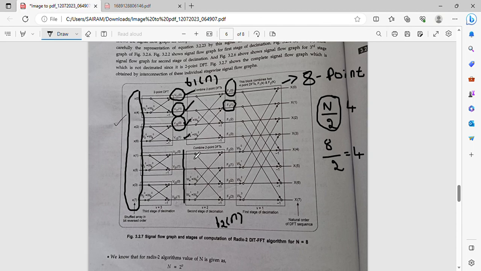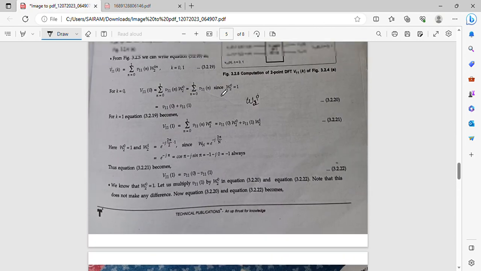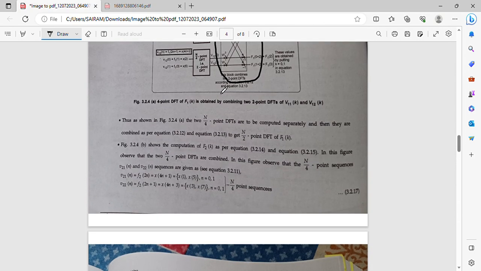That is this one. That is x of 0 till, I'm highlighting it. See, can you see it? I'm circling in black color. x of 0 to x of 7, right? Yes. So now let us start learning about 8-point DFTs.